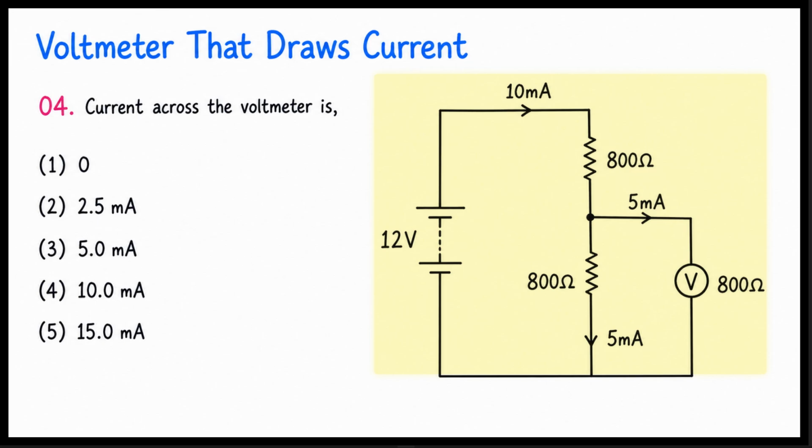So this voltmeter is not ideal. It has the same resistance as the resistor it's sitting in parallel with. The question is asking how much current flows through the voltmeter branch specifically. Look at the diagram and predict before I show you the working. The whole current leaves the cell, splits at the junction, and you need to know how it splits between the 800-ohm resistor and the 800-ohm voltmeter. Two equal resistances in parallel, what do you expect the split to look like?